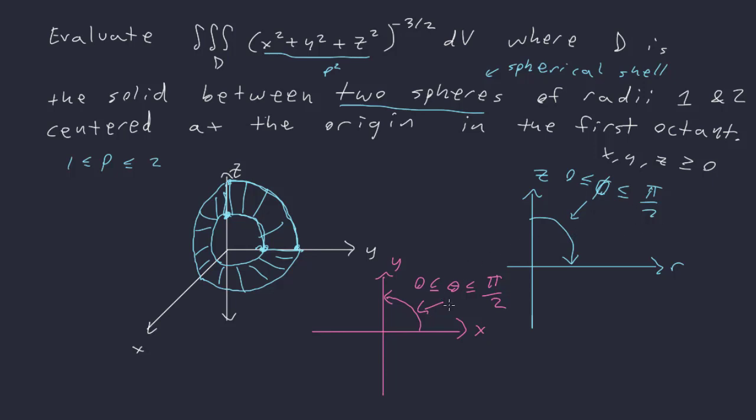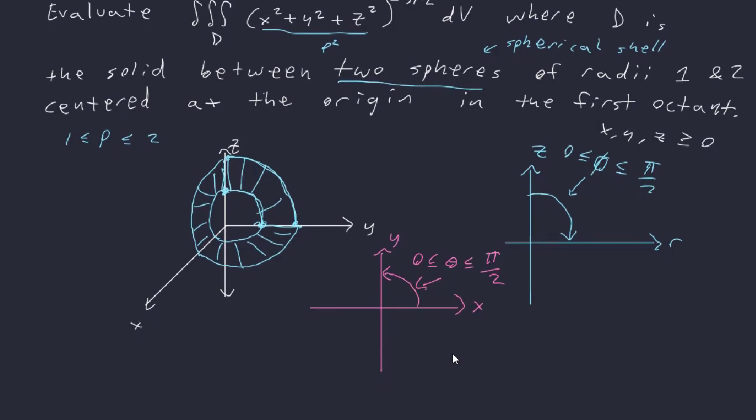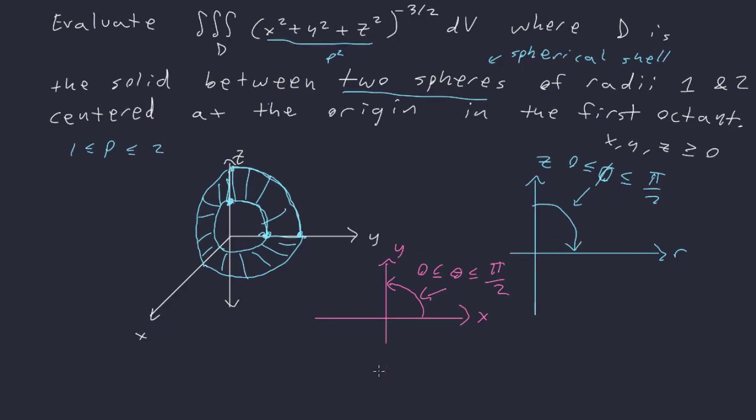Okay, these two limitations on our phi and theta are going to give us a region only in the first octant. Okay, and so now that we have this, our integral should pretty much follow, right? I'm going to put theta on the outside, so I want theta to go from 0 to pi over 2. Right? I want phi in the middle, so I'm going to go from phi equals 0 to phi equals pi over 2. And I'm going to put rho on the inside, so rho goes from 1 to 2, right?